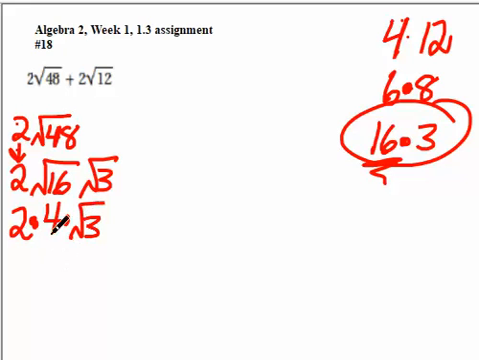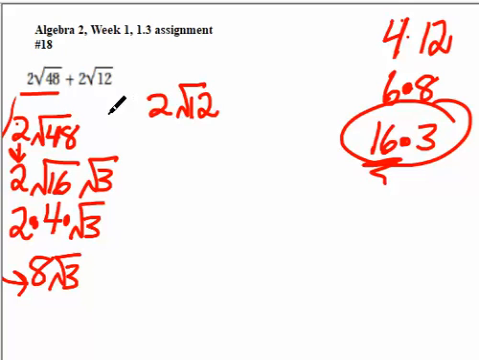Okay, now I'm going to multiply the 2 times the 4 because they're both on the outside. They are multiplied by each other, so I would have 8 square root of 3. So 2 times the square root of 48 simplified all the way down to 8 times the square root of 3. Now I'm going to simplify 2 times the square root of 12.